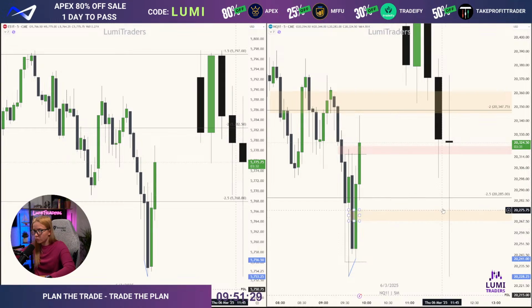I like this hourly candle so far. 9 minutes left until 10 a.m. Ideally, want to see a 15-minute inversion fair value gap. This could confirm perfect long idea for me.